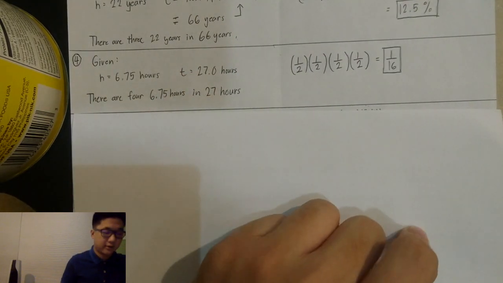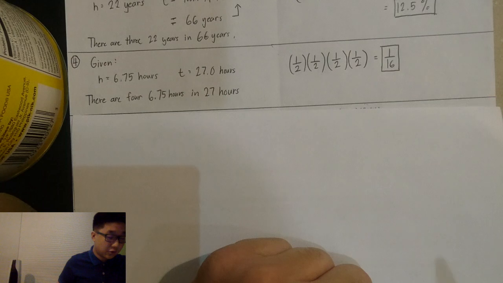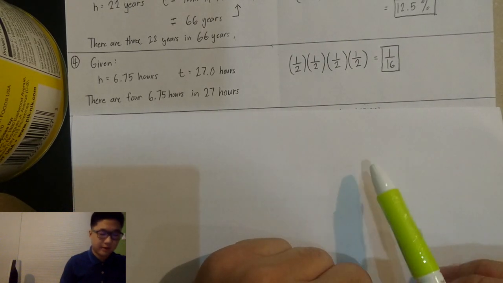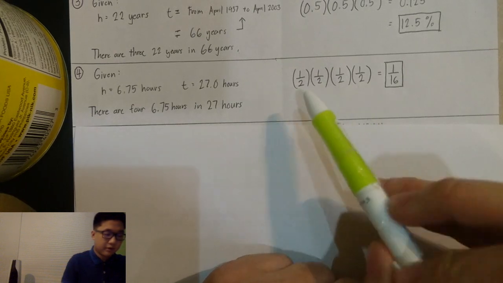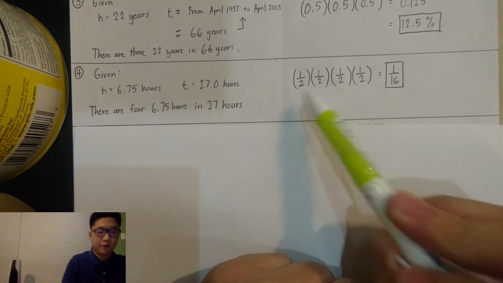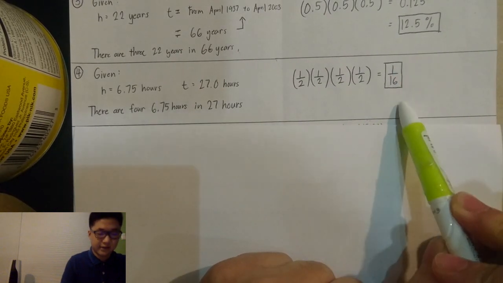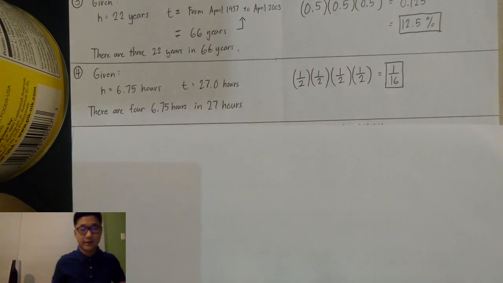Here you go. Okay, so the half-life is 6.75 hours. Well, the time it took was 27.0 hours. So we know for a fact that there are 4 half-lives of 6.75 hours in 27 hours, because 4 times 6.75 is equal to 27 hours. Therefore, we have to apply the half-life 4 times. So you have to multiply 1/2 by itself 4 times. So 1/2 times 1/2 times 1/2 times 1/2 is equal to 1/16. And because we are required to find it in fraction, 1/16 is the answer. Okay, next we have number 5.